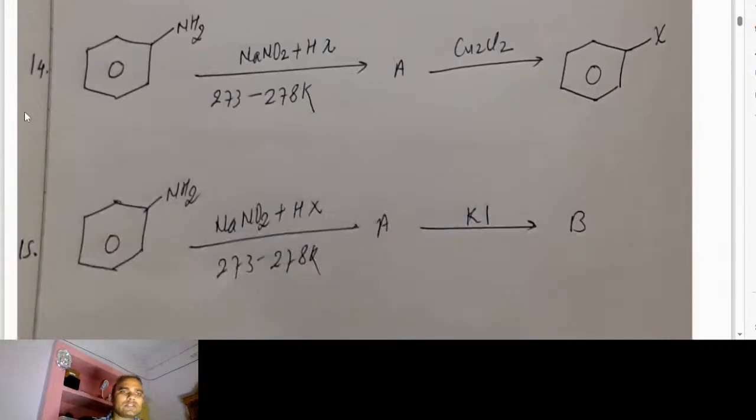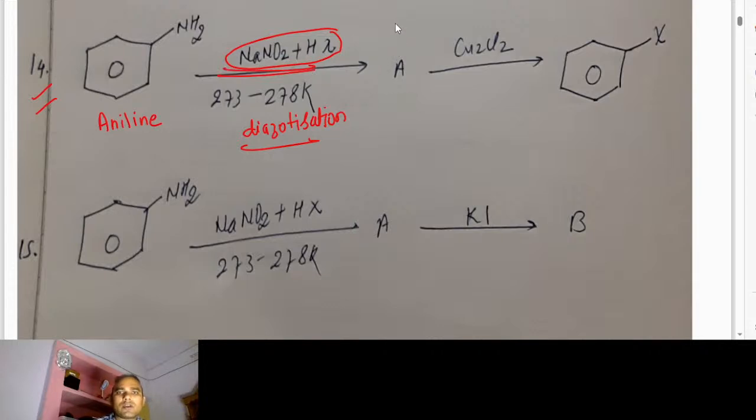Now let us move on to the next one, student. Question number 14. It is quite important. Here this compound is called aniline, and here is NaNO2 plus HX, student. This is called the diazotization process. Diazotization means diazonium chloride will form, right? Because this is the diazotization reagent. So what compound are you going to receive here? This compound is going to give N2Cl. Cl is negative and this is positive.